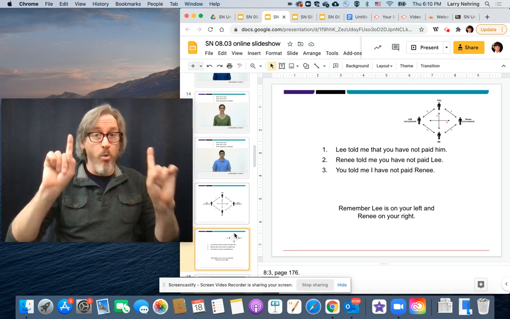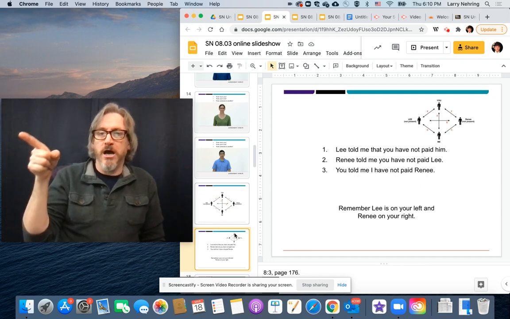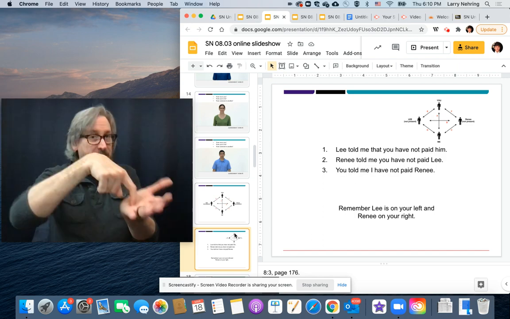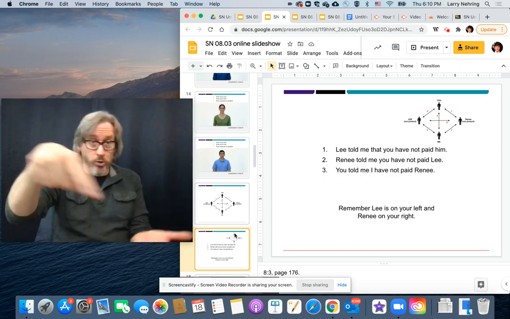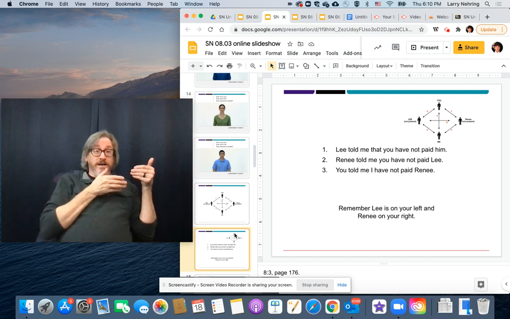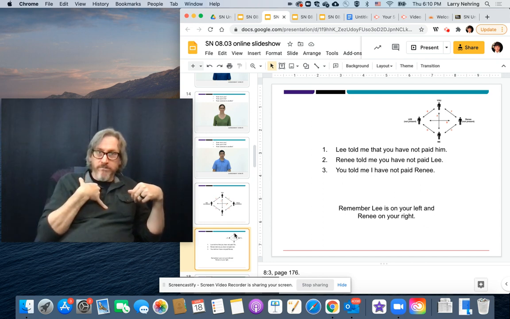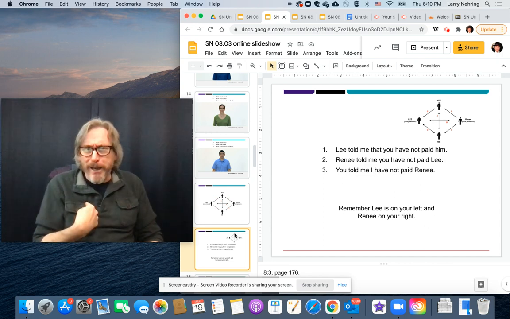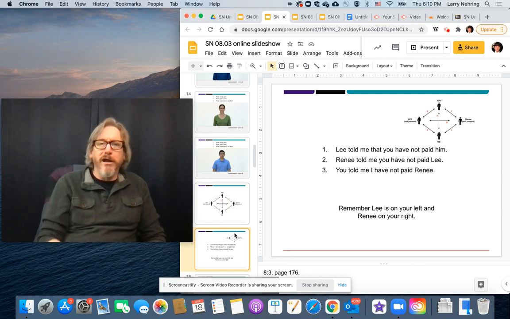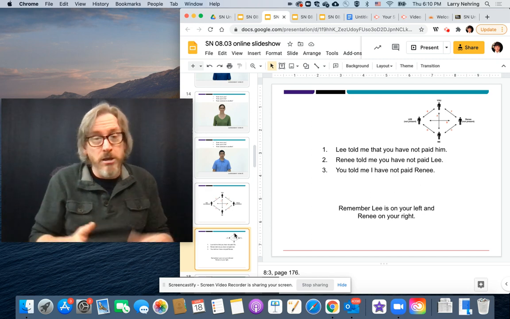Simple. We're doing one direction. Well, there are actually 2 directional ones. Lee told me you not yet paid him. Okay, so you pay him not yet. So we've graduated from very simple one thing. I call you. You call me. Lee told me you suck. And Renee told me you're dumb. Right? Okay. So those are the simple ones.